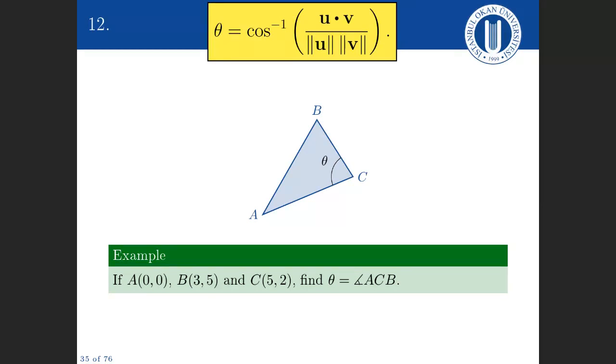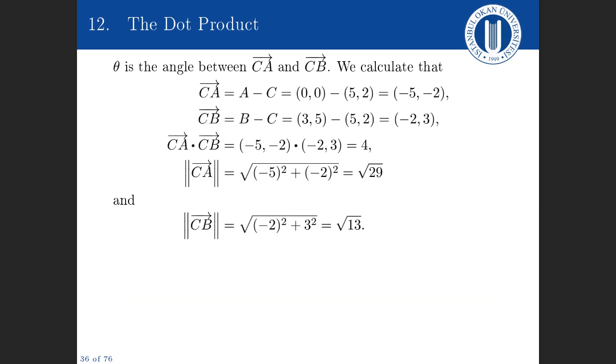Let's do another angle example. If A, B, and C are the corners of this triangle, find the angle theta. That's the angle ACB. This notation means it's the angle at the middle letter. So it's the angle at C, and it's the angle between the vectors CA and CB. So we need to calculate CA and CB. We need to calculate the dot product of those two vectors. We need to calculate the norms of those two vectors, and then we need to use the formula. I'll leave it for you to check that this is correct.